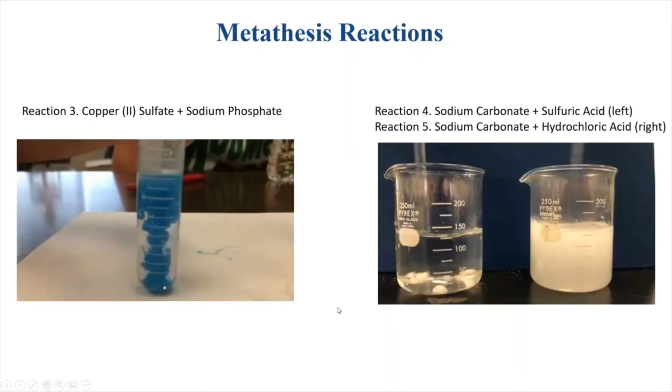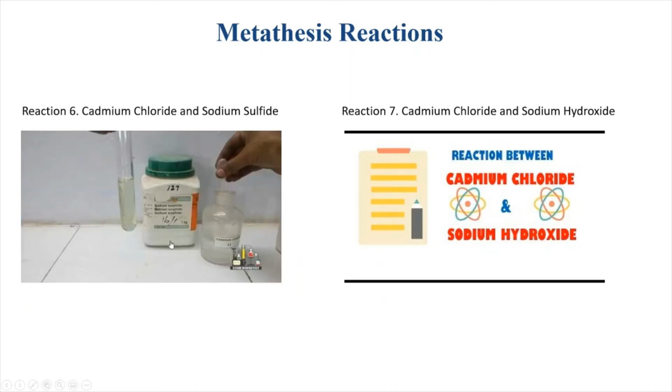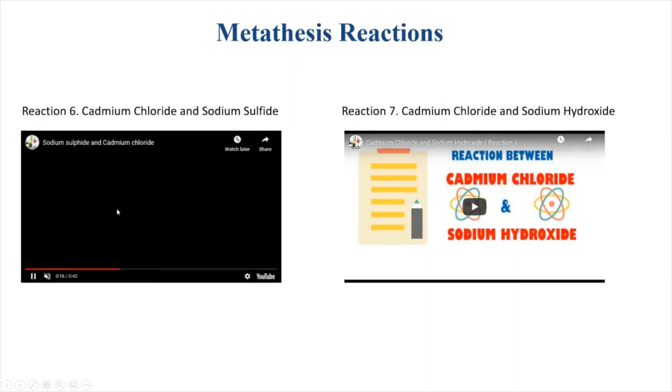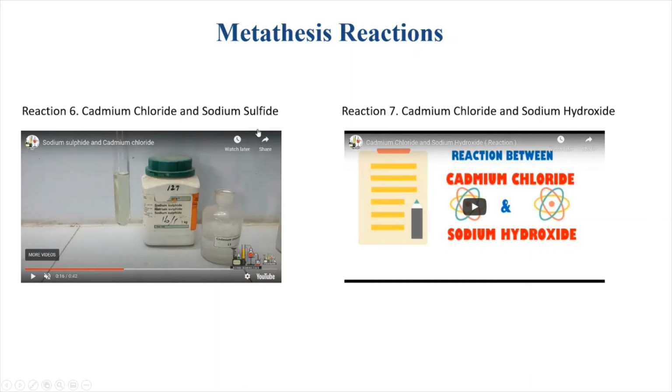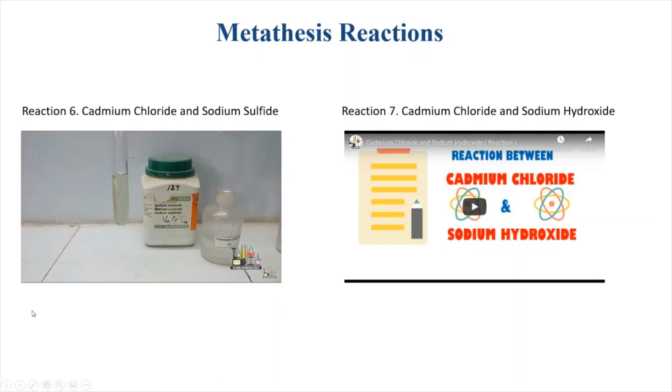Okay, so now let's take a look at the next set of reactions. In this next one, we have cadmium chloride and we have sodium sulfide. The cadmium chloride is going to be in the pipette and the sodium sulfide is going to be in the test tube. And you can see that the sodium sulfide has a slight clear, transparent color. It's a little bit yellowish, and that's the sulfide anion that has that color. So let's take a look and see what happens when we add the cadmium chloride.